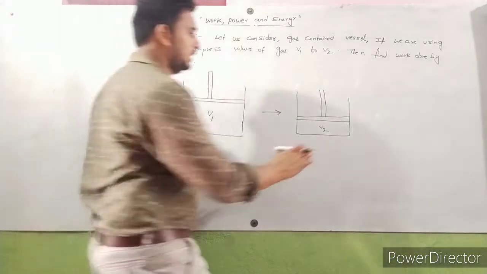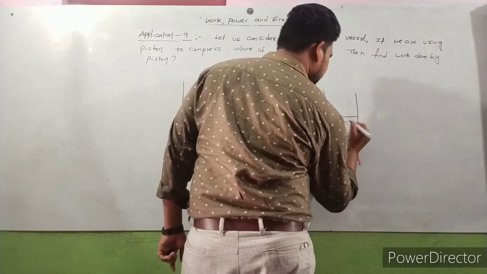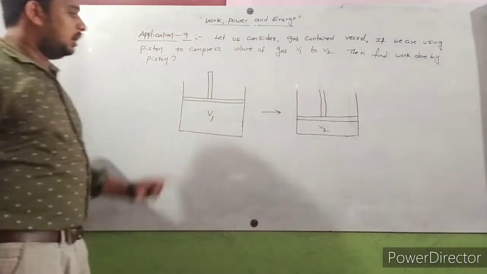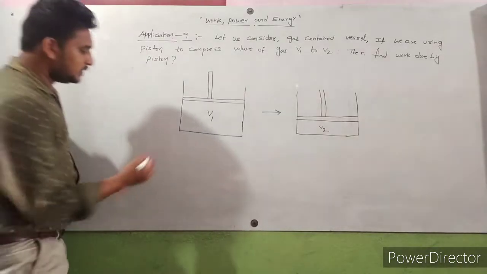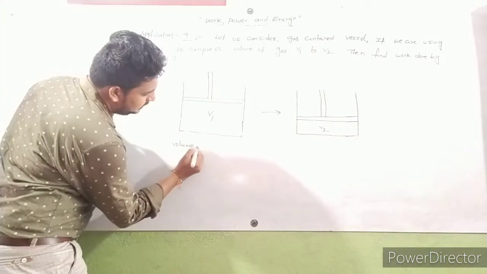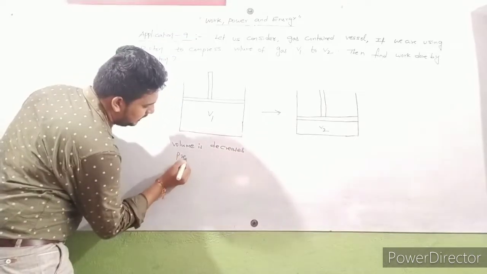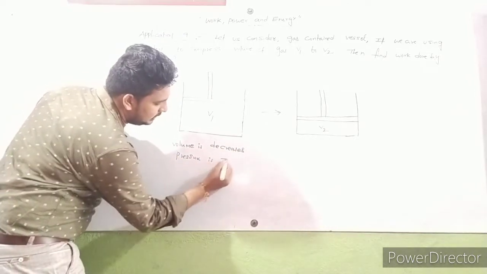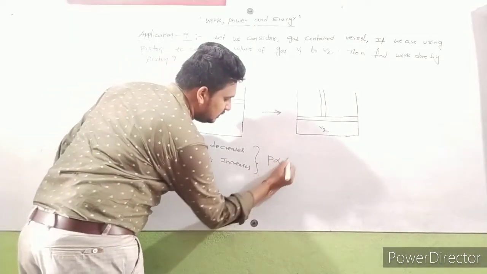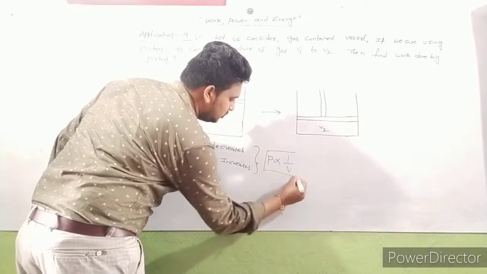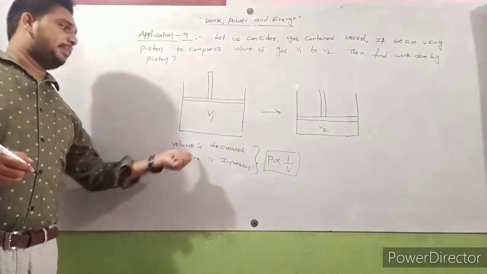Here the container size is the same. There is nothing changing the container size. Now the volume decreases like this. So what happens here? Volume decreases, pressure increases, because according to Boyle's law, pressure is inversely proportional to volume. Volume decreases here, pressure increases.